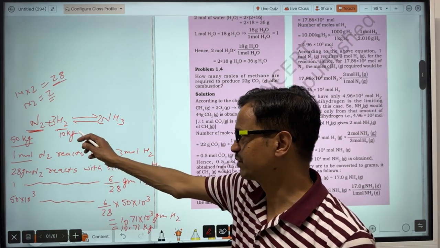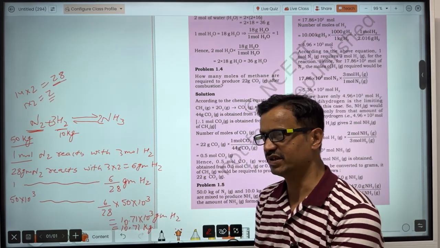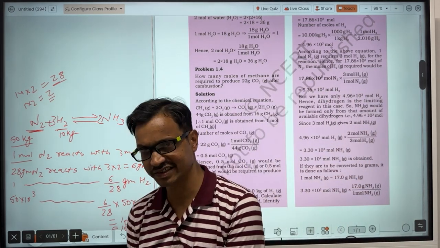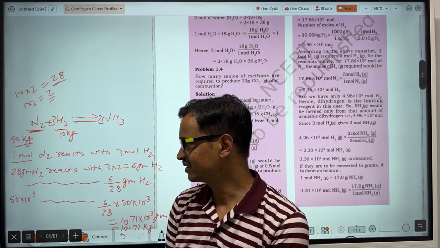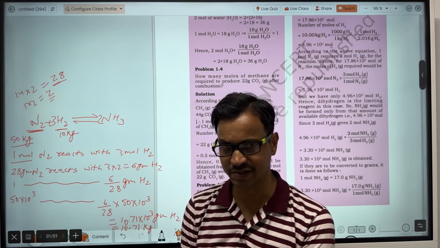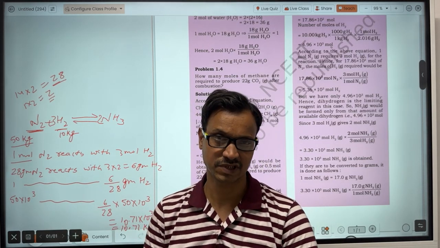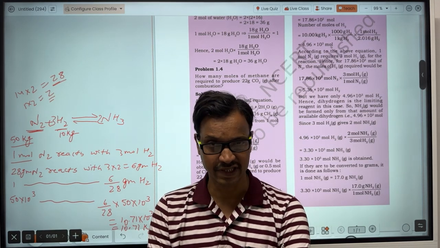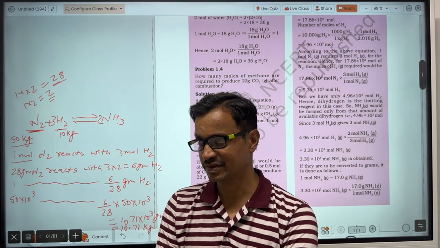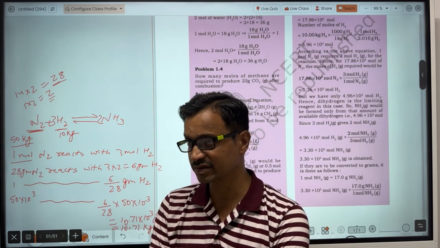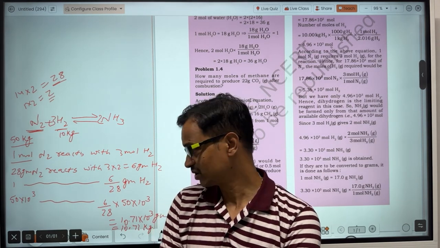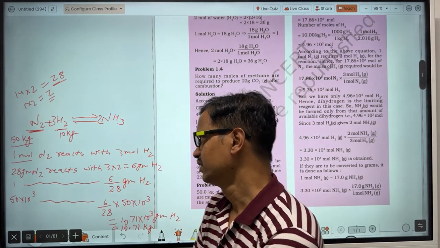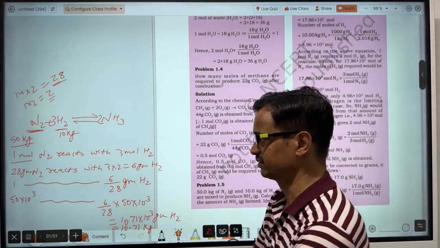But that much hydrogen is not available. Hydrogen is only 10 kg. So what will happen? Here only 10 kg hydrogen is there. So this 10 kg hydrogen will be completely consumed during the reaction, and some nitrogen will be left. So 10 kg hydrogen will form the reaction product, and the remaining amount of nitrogen will be left during the reaction. So how much ammonia will form?